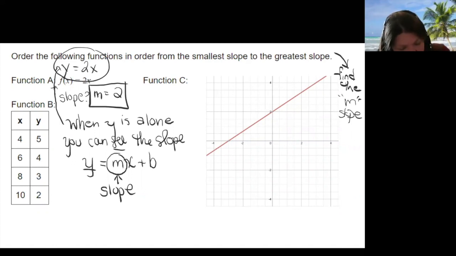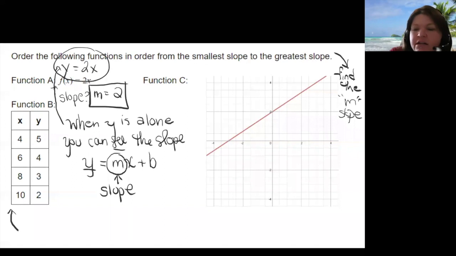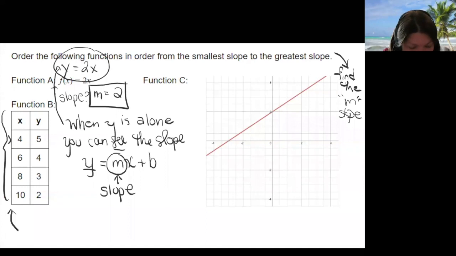Now, let's look here. This one, on the other hand, is not an equation. I'm not going to be able to just see the slope, okay? This time I've been given a table full of points. There's a point, there's a point, there's a point, and so on. And I'd like to find the slope. Any thoughts? Does anybody know how to find a slope when you're given information like this?